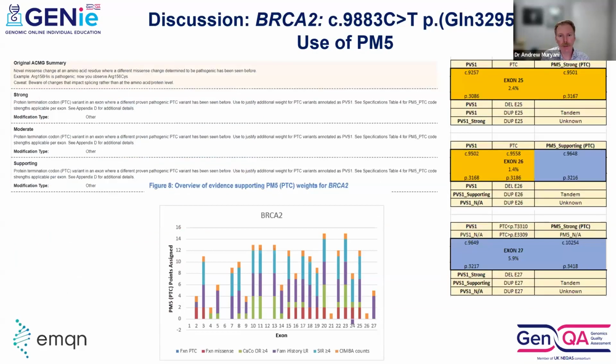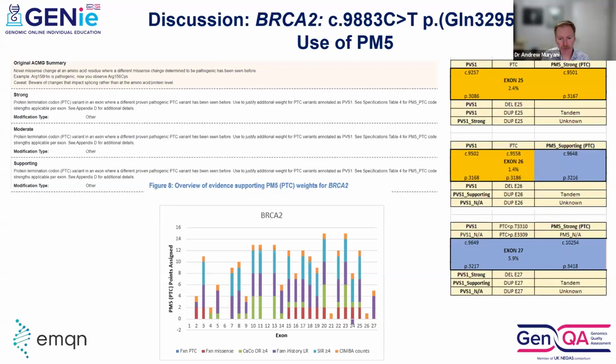Additionally, for the ENIGMA BRCA1 and 2 guidelines, as mentioned earlier, they've repurposed PM5. Originally, this was applied for novel missense changes at an amino acid residue where a different missense change, which is determined to be pathogenic, has been seen before. However, for the BRCA1 and 2 recommendations, they've repurposed this for protein termination codon, or PTC, variants in an exon where a different proven pathogenic PTC variant has been seen before. So there is a table.